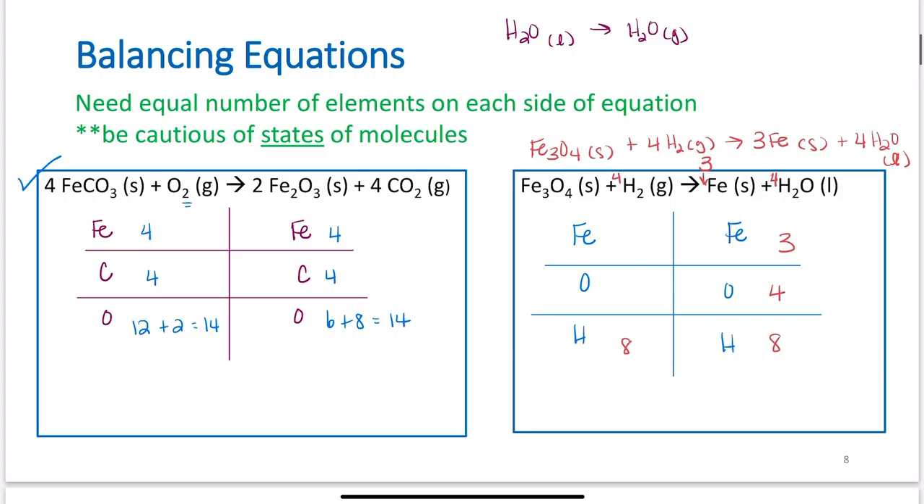And just to check to make sure I did it right, I'm going to erase this and check it. So on my reactant side, I have 3 iron, I have 4 oxygen, and I have 8 hydrogen now. On the product side, 3 iron, 8 hydrogen, and 4 oxygen. Now it is balanced.